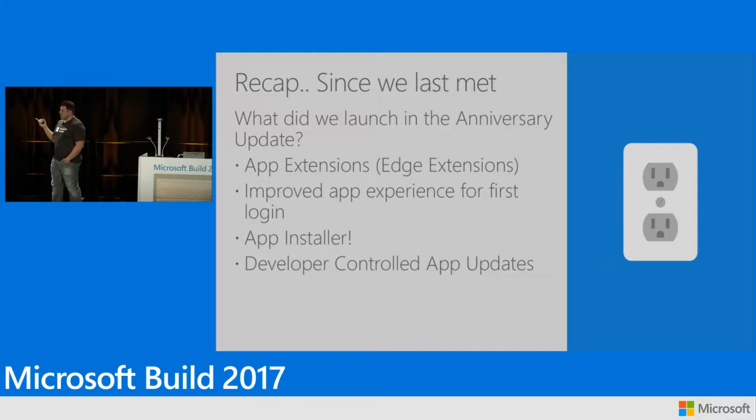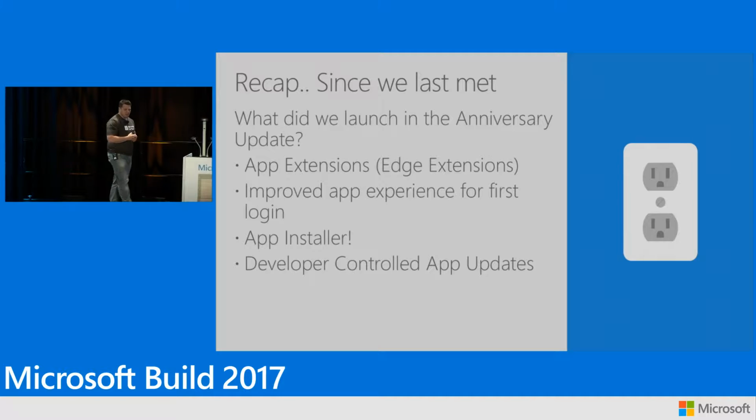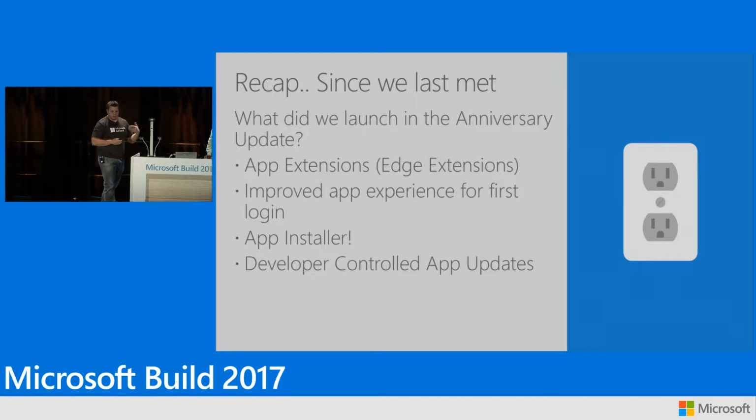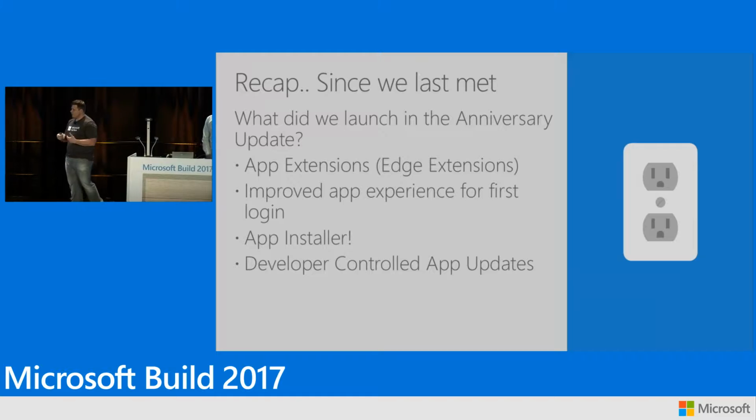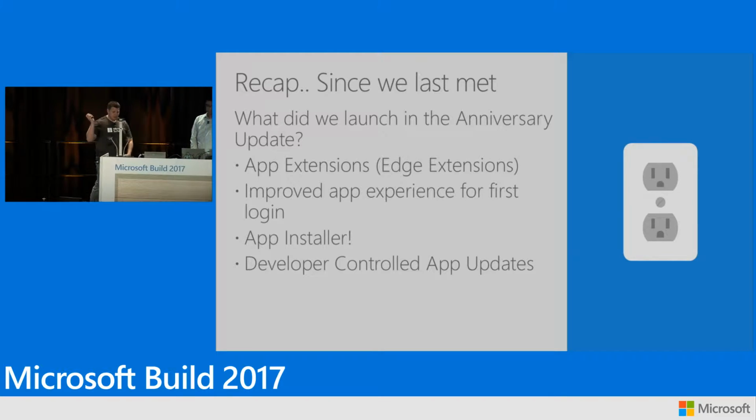And then folks shipping apps in the store, we also launched a feature called developer controlled app updates. It's a way that you can, within your app, check against the store and make sure that the app is always up to date. So if people have turned off automatic updates, there are some APIs that allow you to encourage the user to go and get their app up to date. So that's what we did about a year ago.